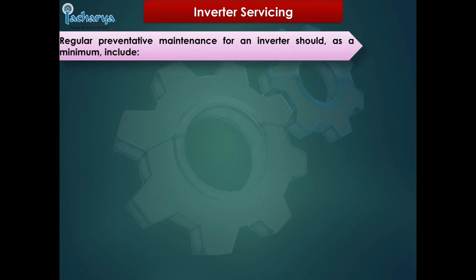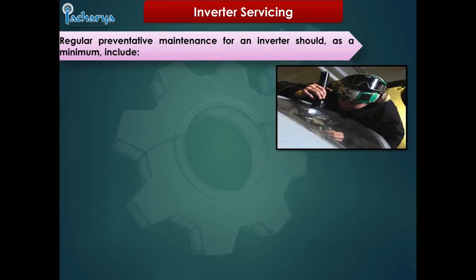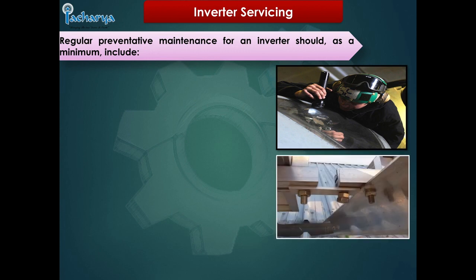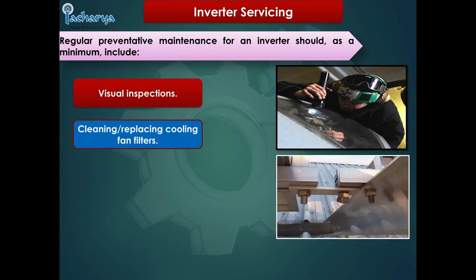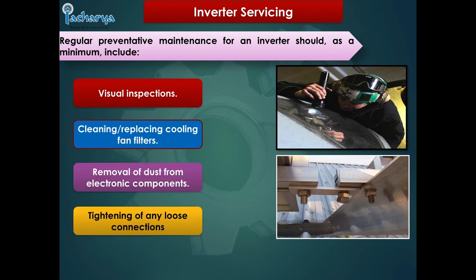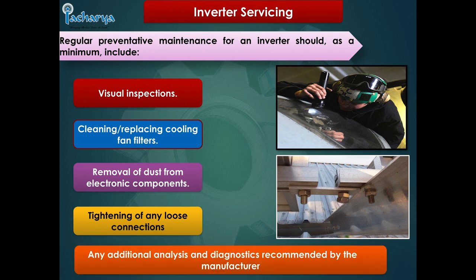Regular preventive maintenance for an inverter should, as a minimum, include visual inspection, cleaning or replacing the cooling fan filters, removal of dust from electronic components, tightening of any loose connections, and also additional analysis and diagnostics recommended by the manufacturer.